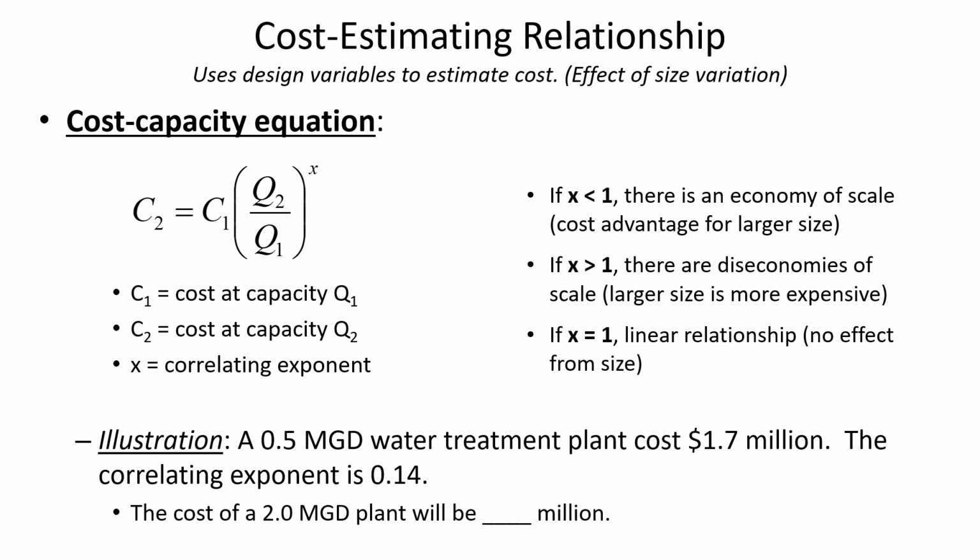So that's not much more money. You're quadrupling the size of the treatment plant. You're going from 0.5 MGD to 2 MGD. So 4 times as much capacity for just a tiny fraction of added cost. That's, I guess, the beauty in this case of having a really low correlating exponent, is there's a huge economy of scale. Any questions about that idea?